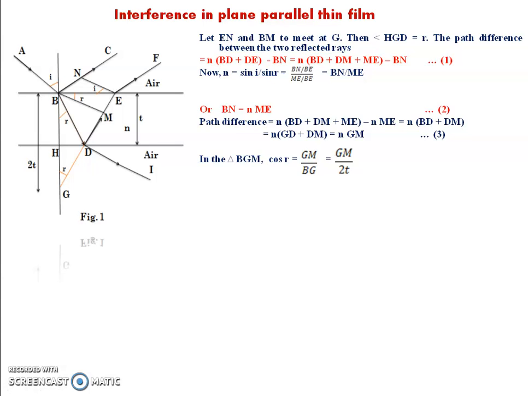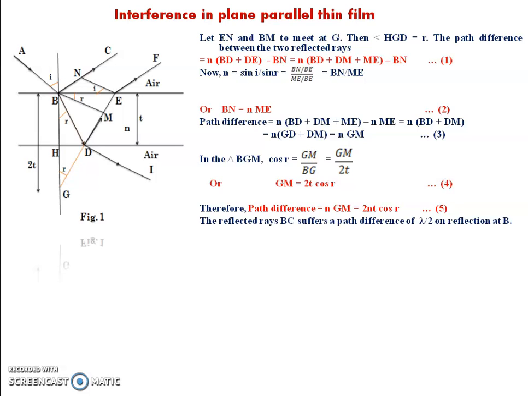Now in the triangle BGM, we can write cos R is equal to GM upon BG. We know BG is equal to 2 times the thickness of the film. So GM upon 2T is cos R, or GM is equal to 2T into cos R. Let this be equation number 4. Therefore, the path difference is equal to N into GM, which can be written as 2NT cos R. Let this be equation number 5.